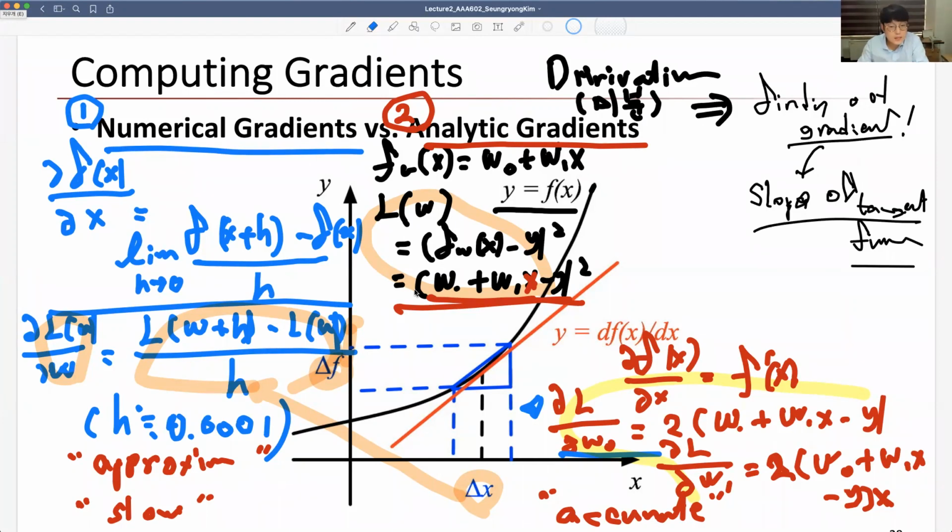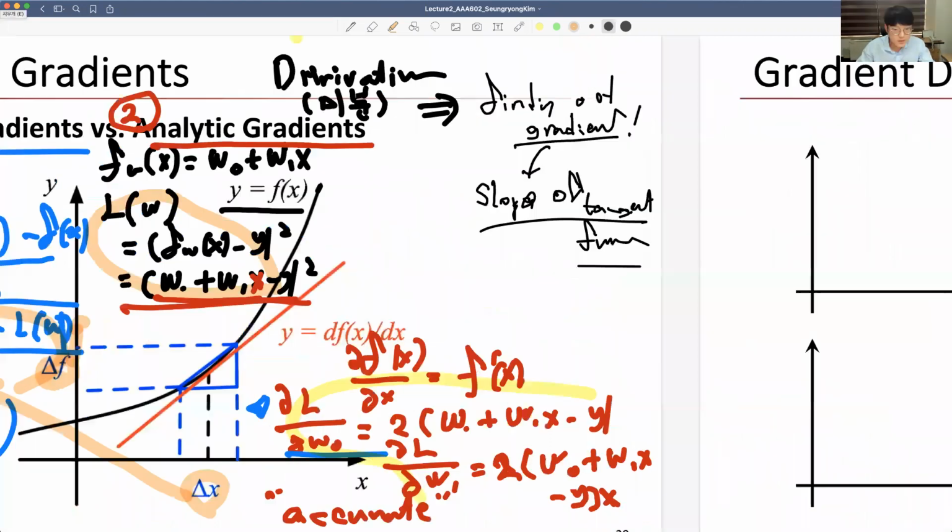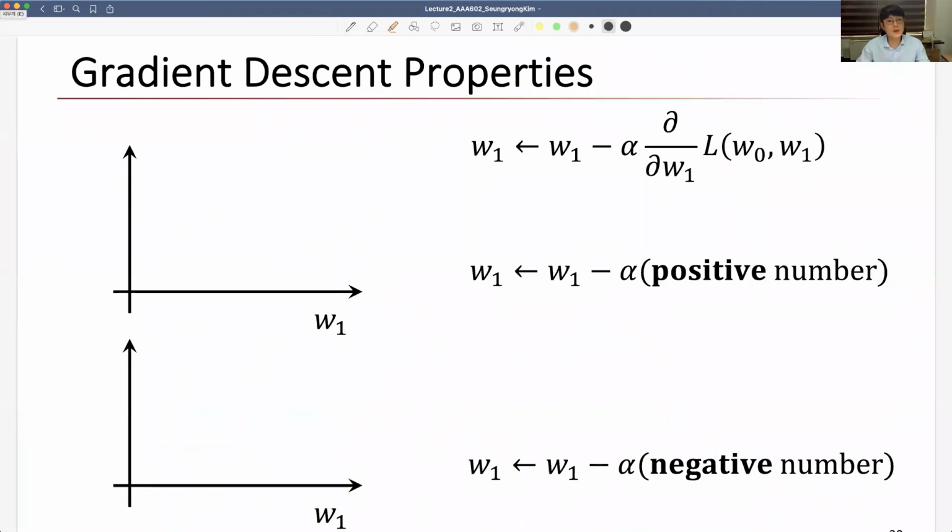Okay, so let's continue. Actually, I was going to finish this material until the last page, but I'm not sure I can finish today. But let's try. Anyway, most gradient descent methods use the analytic gradient because it is accurate and easy to compute. Okay, so there are a few kinds of properties.